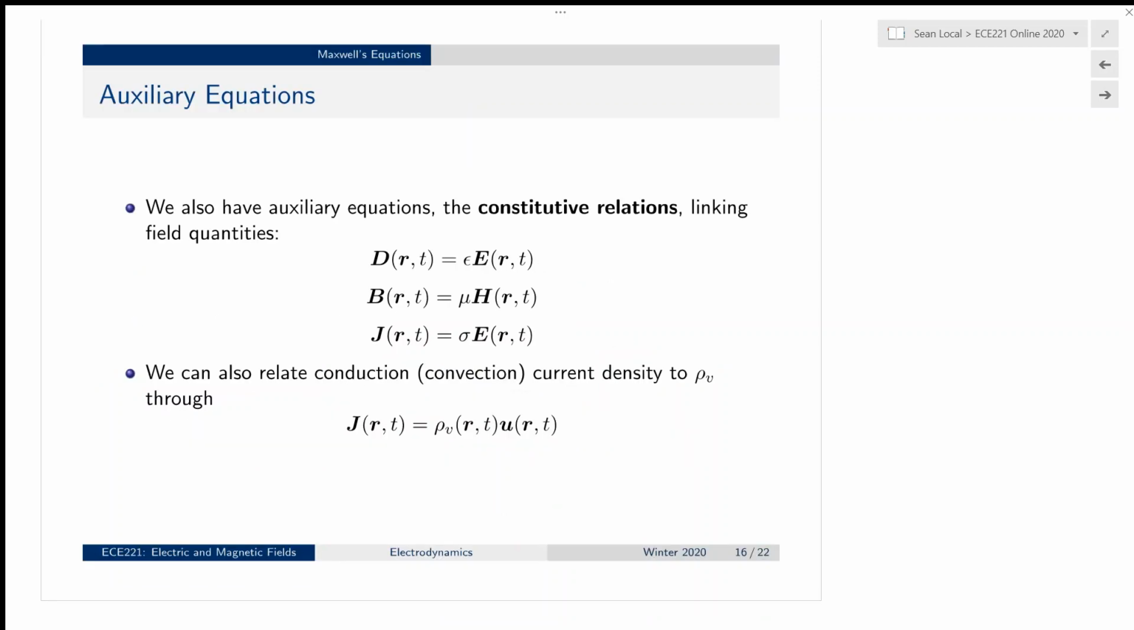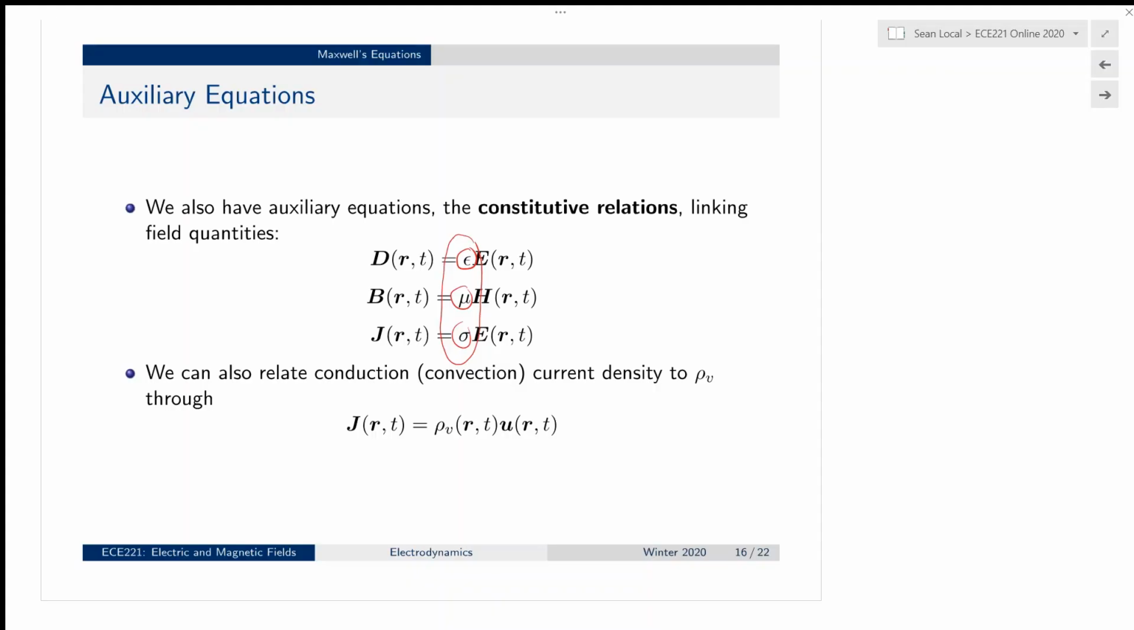We also have auxiliary equations. These auxiliary equations are supplemental equations that link some of the field quantities that we see in the previous slide. So one of those is the D field, which is related to the E field through a parameter epsilon, the permittivity of the medium. We also know that the magnetic flux density B is related to the magnetic field H through permeability, mu. And we know that conduction current density is related to electric field through a third parameter, sigma, or electrical conductivity. So these three parameters define the medium in which we are measuring these fields.